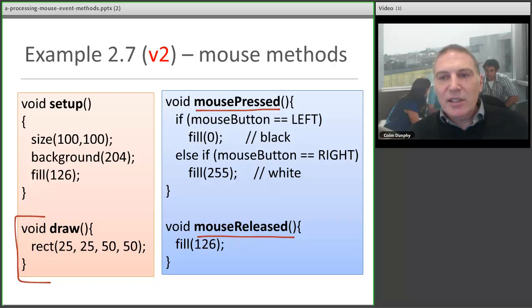What you see is the if statement just checks which button was pressed. If it's the left one, change it to a black fill. If it's the right one, change it to a white fill. Otherwise, you've got a grey fill in here.